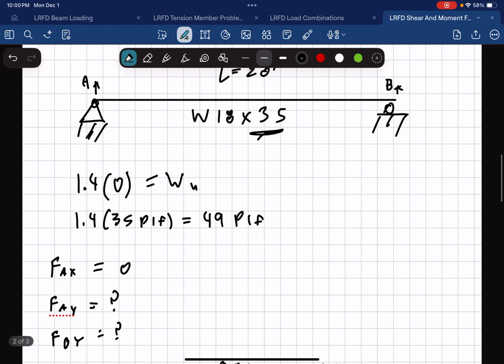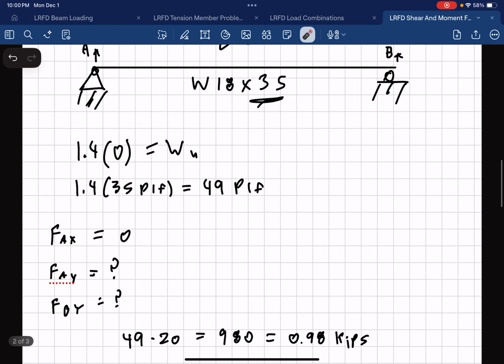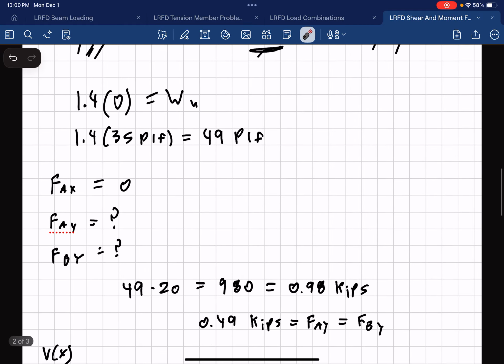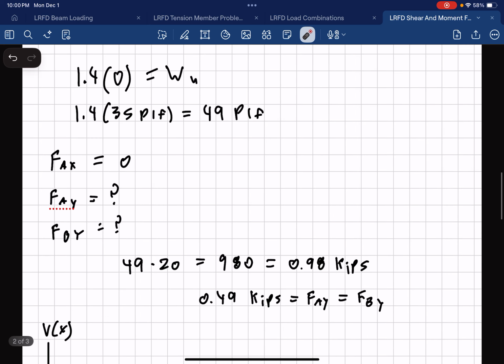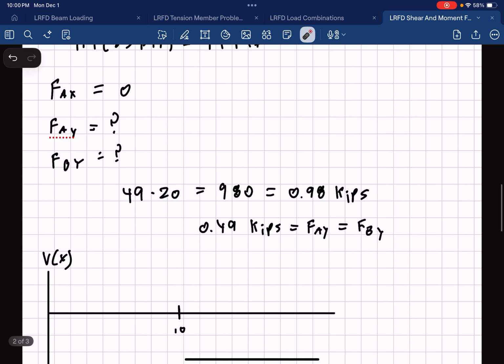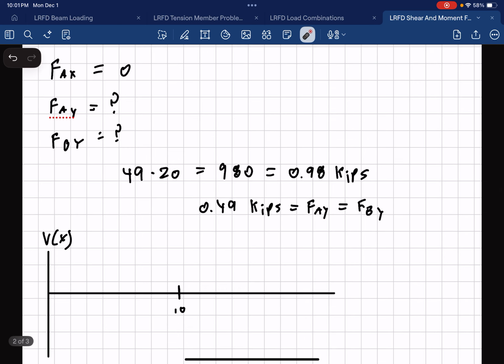If we look at what our end reactions are, since it's a simply supported beam, we can argue that there is a force here, but there's no force acting in that direction, so you can assume that FAX is going to equal 0. And then, as I mentioned, FAY and FBY are going to be equal. They're just going to be half the weight of the beam. The weight of the beam is 49 pounds per linear foot times 20 feet, which is 980 pounds or 0.98 kips, which is slightly more useful for what we're doing in this application. Almost everything is going to be done in kips. So FAY equals FBY, which is 0.49 kips.